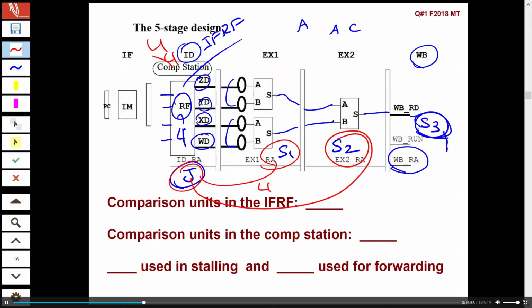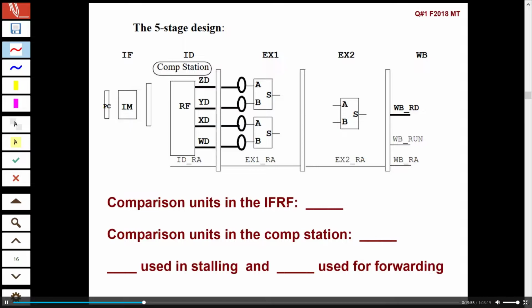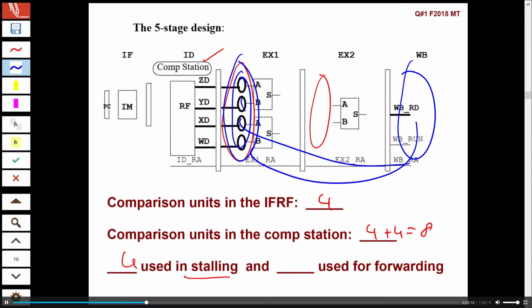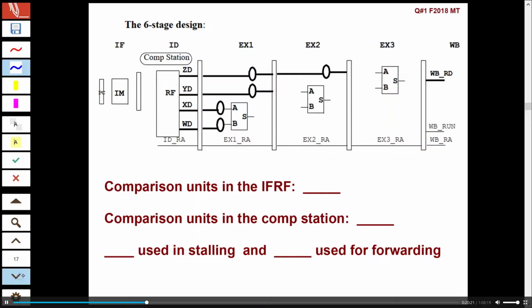So to answer the questions here, comparison units in the IFRF are 4, comparison units in the comp station are 4 plus 4, 8, out of which 4 are used. If I'm dependent on my senior 1, I need to get stalled. If I'm dependent on my senior 2, I will get forwarding help. So those are the forwarding multiplexers. That is for forwarding. So that's the answer.